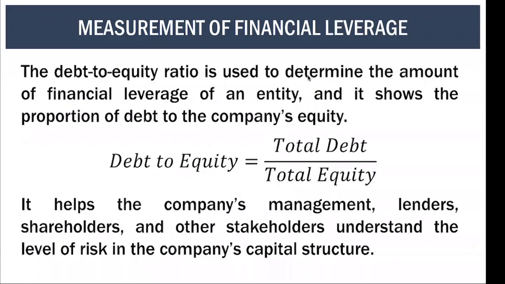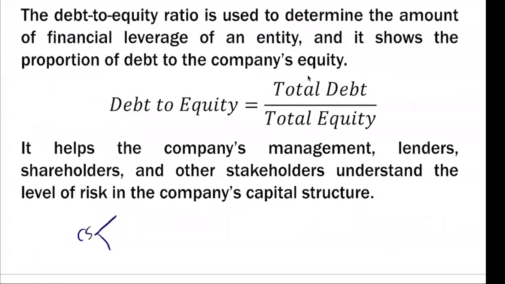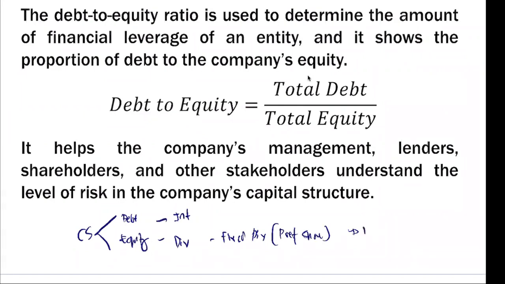It helps the company's management, lenders, shareholders, and other stakeholders understand the level of risk in the company's capital structure. Sir, why do we say that there is a level of risk in the company's capital structure? So take note, your capital structure is composed of either your debt or your equity. What is the cost of your debt? Interest. What is the cost of your equity? Dividends. Now, for your dividends, there is no fixed dividend unless that is a preference share. But for a dividend, it is up to the company.